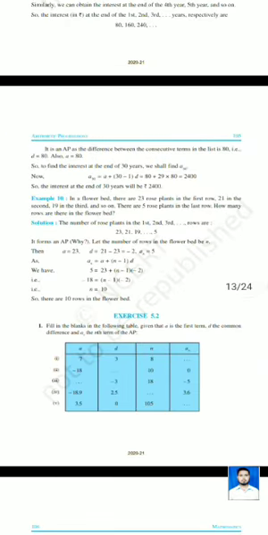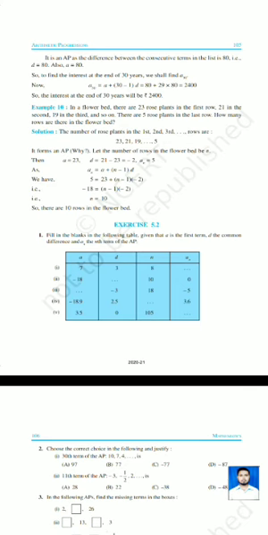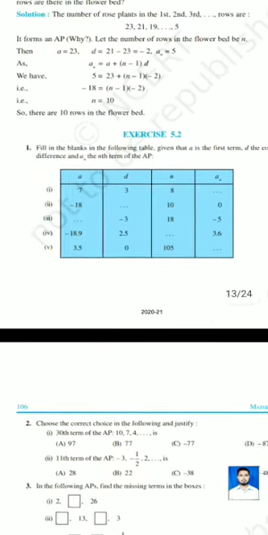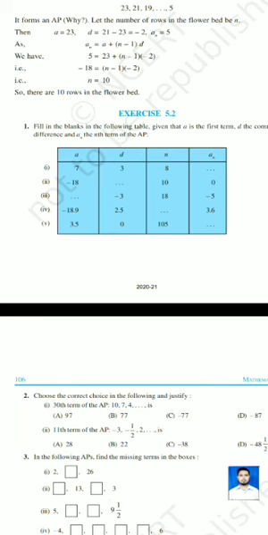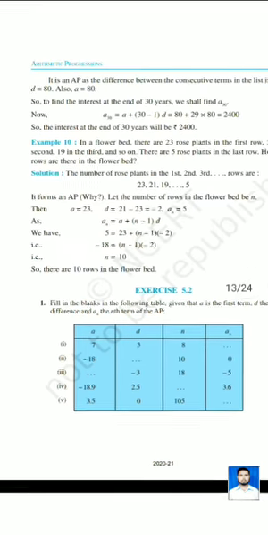Okay, so these are some examples which you can solve. So now I am giving some questions. You have to solve these questions with the help of this video.